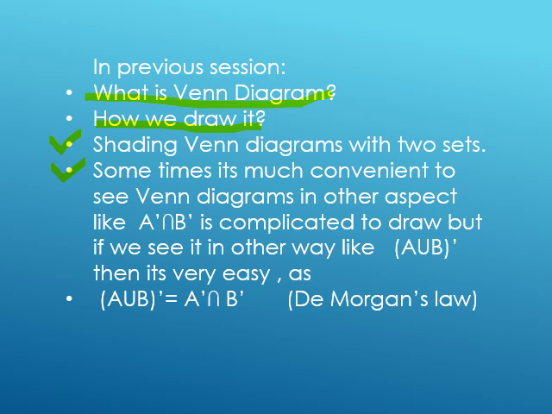And here is one thing. Sometimes it's much convenient to see Venn diagrams in other aspects, like A complement intersection B complement is complicated to draw. But if we see it in another way, like A union B whole complement, then it's very easy. As we know that A union B whole complement is equal to A complement intersection B complement. So it's up to you. If you are given to shade the area A complement intersection B complement, then you can solve it as A union B whole complement.